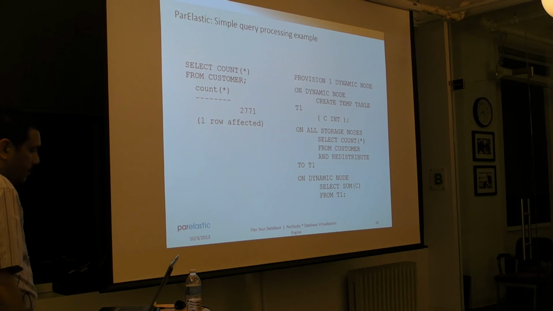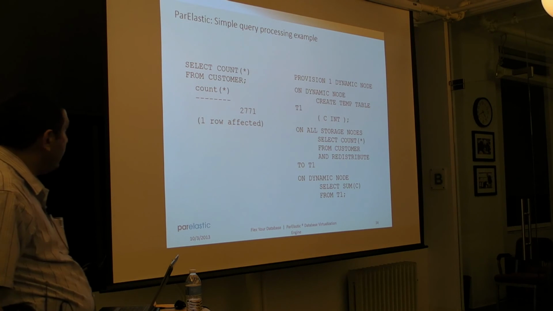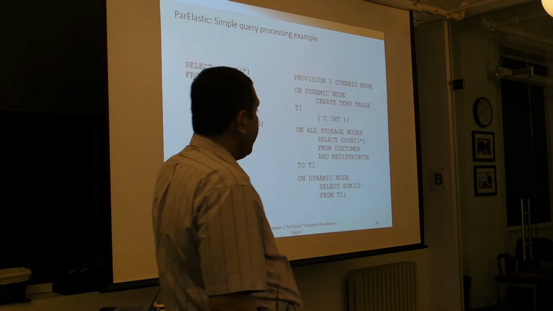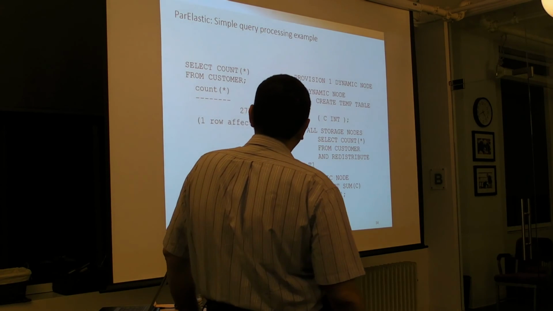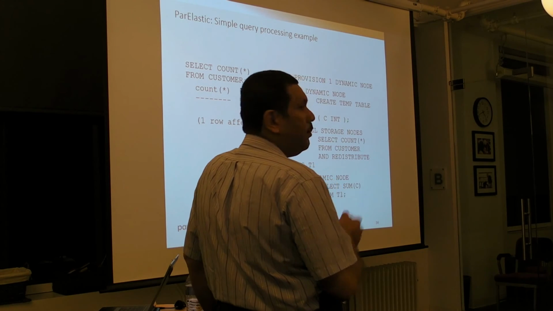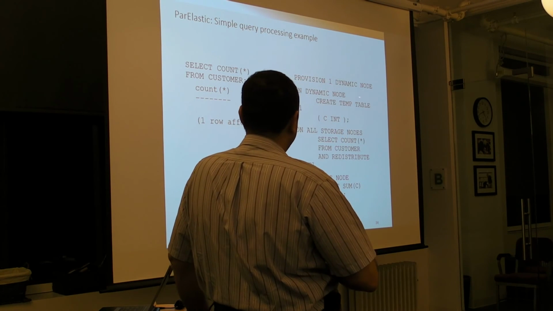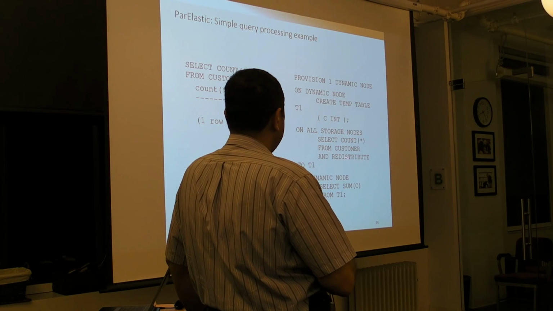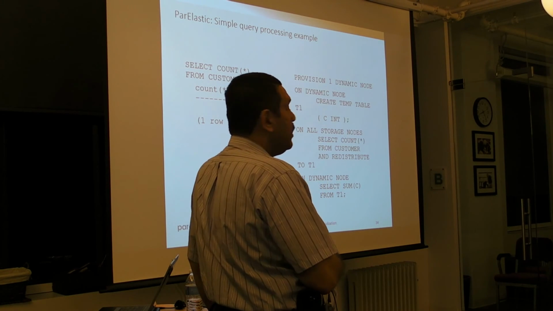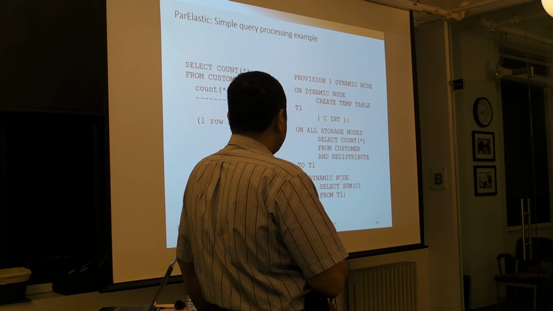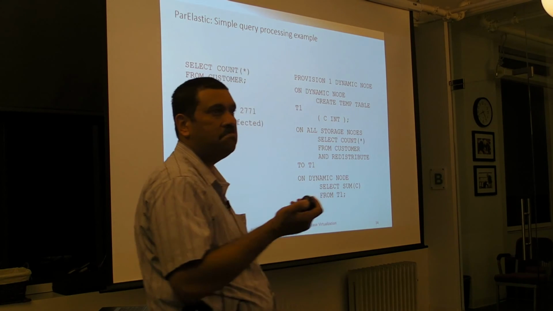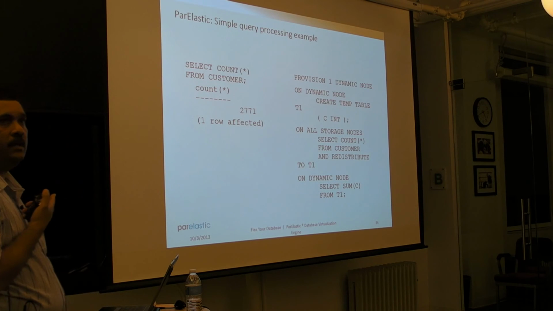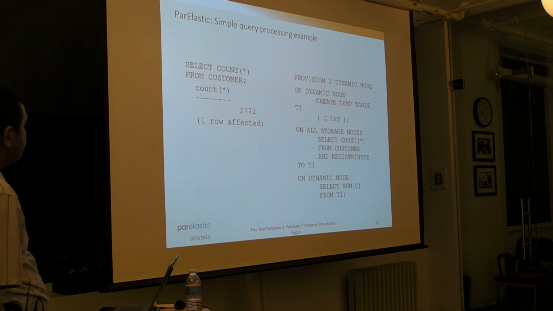Okay. Quick query example. Start from table, works really easily. How do we do it? Provision one dynamic node. On the dynamic node, create a temp table called P1. All of you storage nodes out there, count what you got. Redistribute that into P1, and on the dynamic node, do a sum. MapReduce people, sound familiar? Okay.